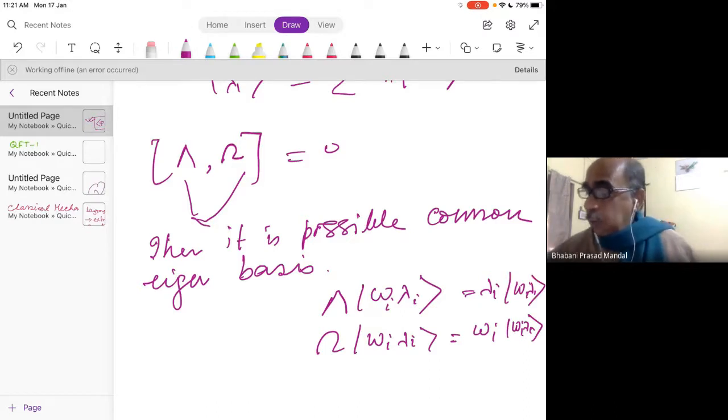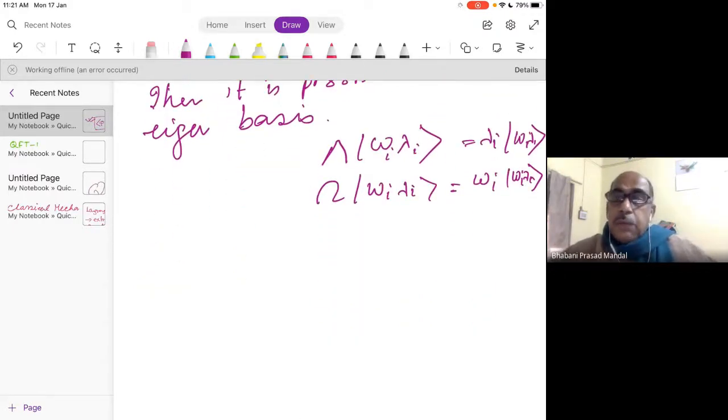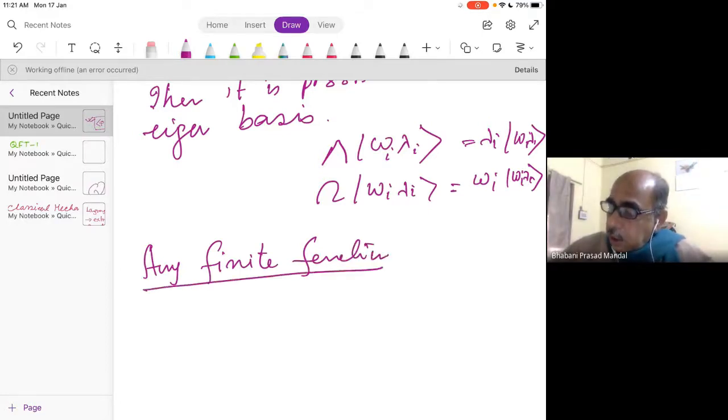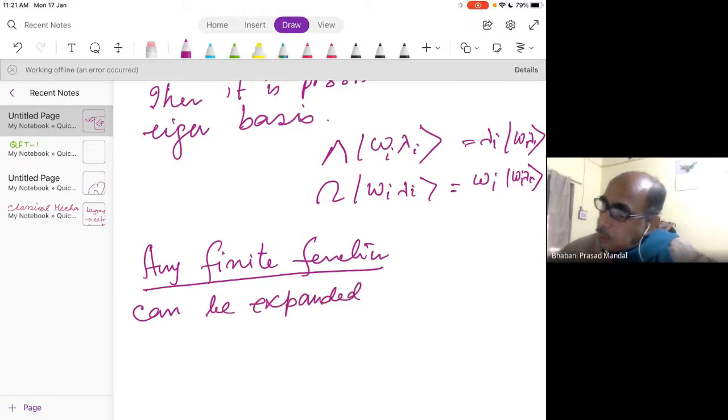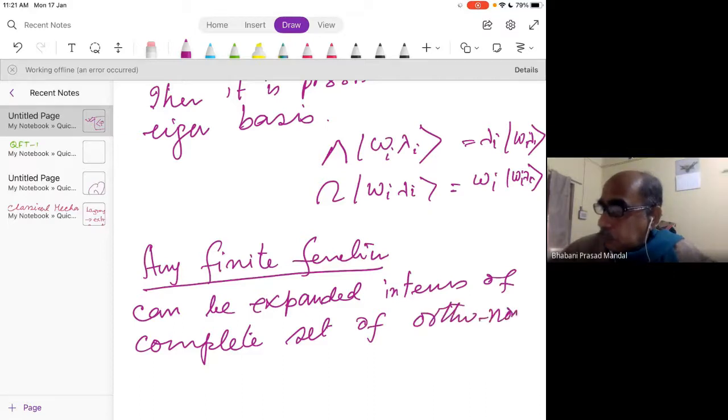But when they are not commuting, then I can expand any function. Remember this, this is a Fourier series. If you have learned, I'm sure as undergraduates, any finite function can be expanded in terms of a complete set of orthonormal functions, eigenfunctions, whatever you call them.